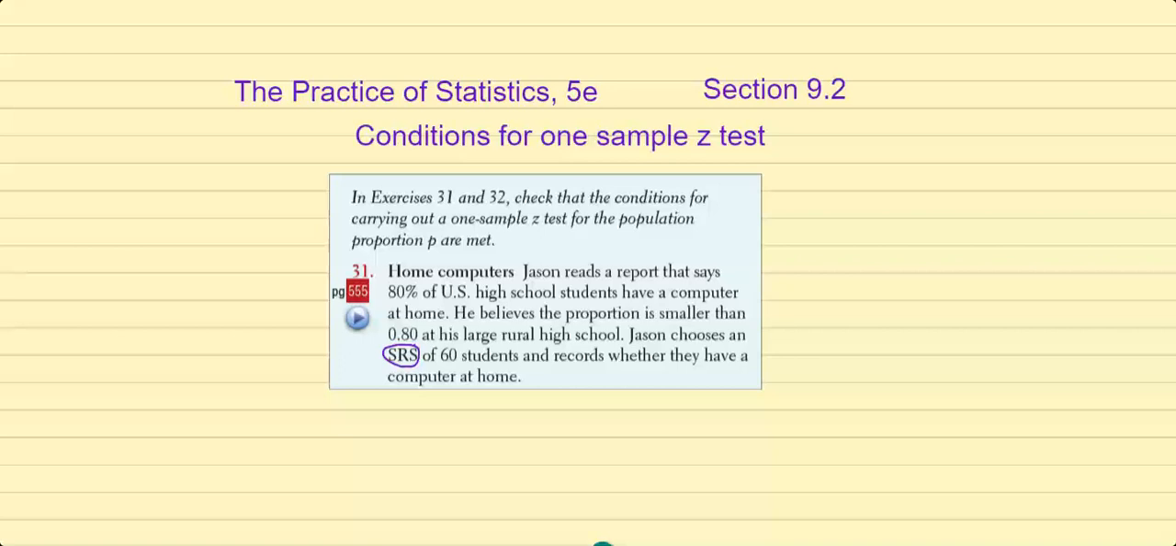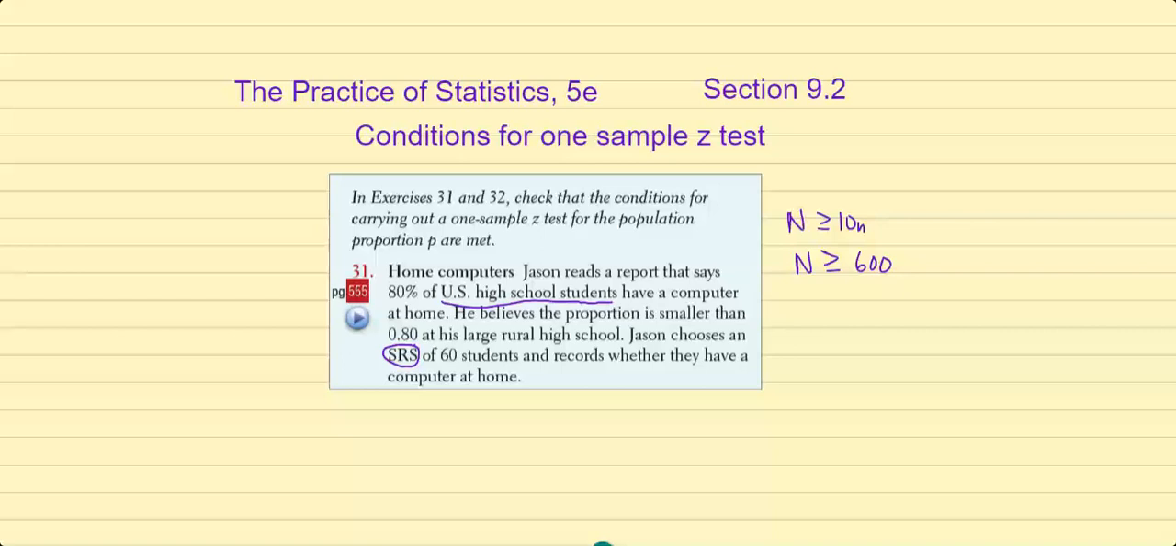And then we want the population to be greater than or equal to 10 times the sample size. Sample size is 60, so we want the population to be greater than or equal to 10 times 60, or 600. In this particular case, the population is all U.S. high school students, so we definitely know that there are more than 600 high school students in the U.S. So that means condition 2 has been met.